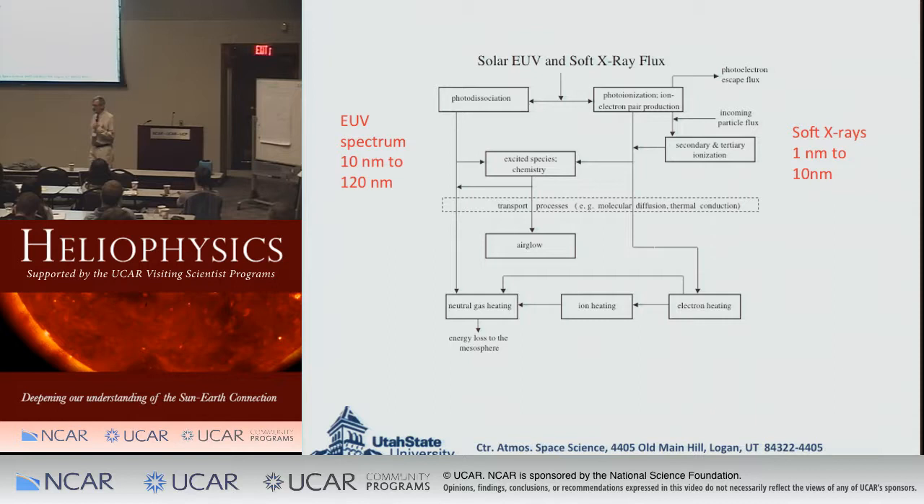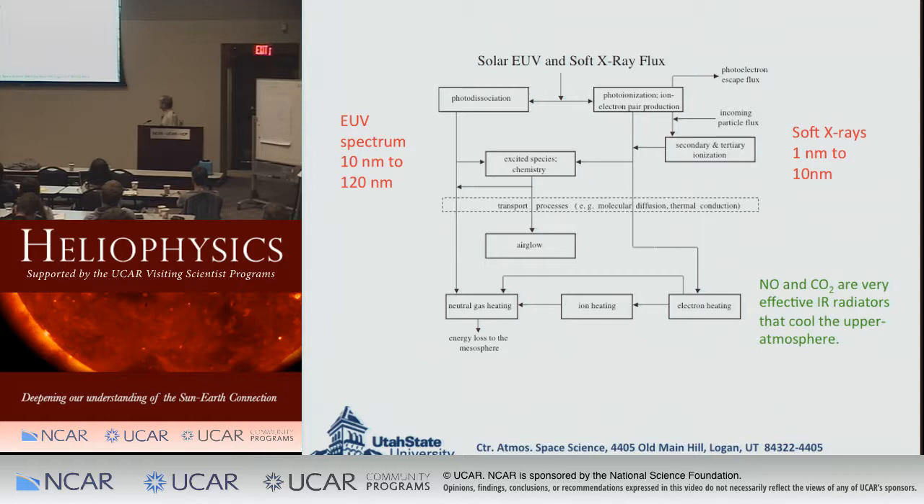Then during disturbed times, the soft X-rays, the 1 to 10 nanometers, are pretty special because their irradiance increases by three orders of magnitude during an X-class flare. The increases over here may be factors of two or three. So this becomes significantly more important during space weather events. Under normal solar cycle variability, this is the spectral range you want to be concerned about.